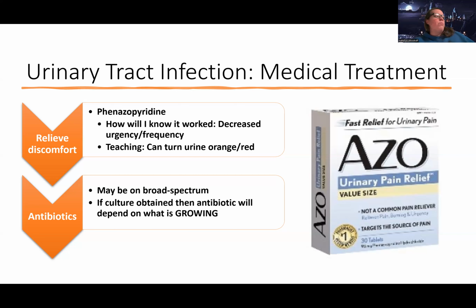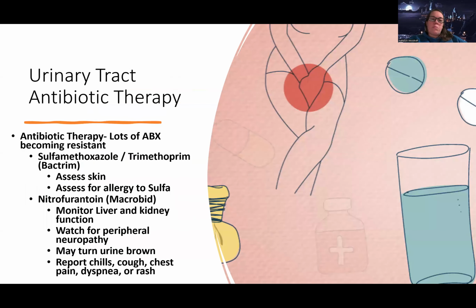But it really varies, and your book talks about a variety. I'm only going to talk about, I think, two or maybe three antibiotics that we commonly use, but just know there's others. It just depends. We don't get a culture on every patient, but if we do get a culture, then we may change the antibiotic depending on what's growing. For example, if it's a fungal urinary tract infection, we'll need to change it to an antifungal.